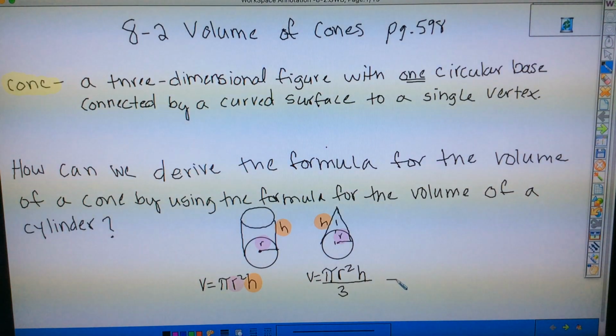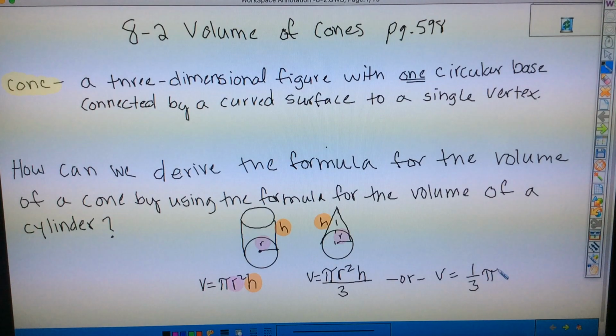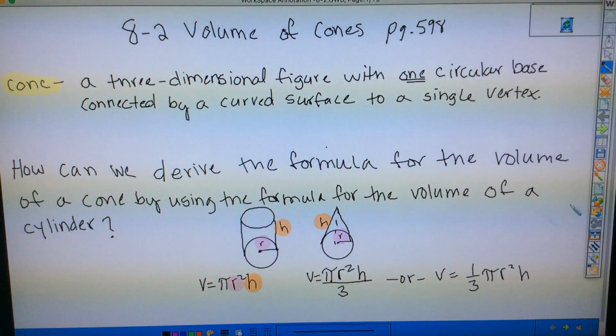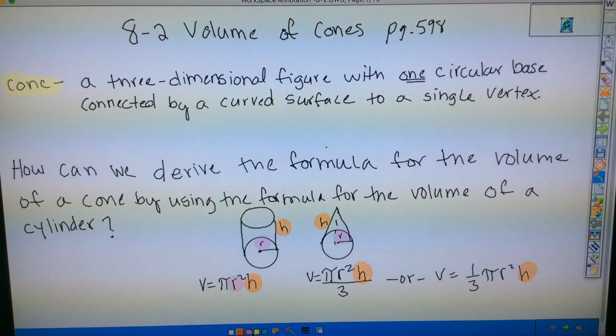Another way you're going to see this written is dividing by 3 is the same thing as multiplying by 1/3. So 1/3 pi r squared times height. These are interchangeable. This is really the one you're going to see me use, but they both work. So just be consistent here. Height, I have in orange, and radius, I have in pink.